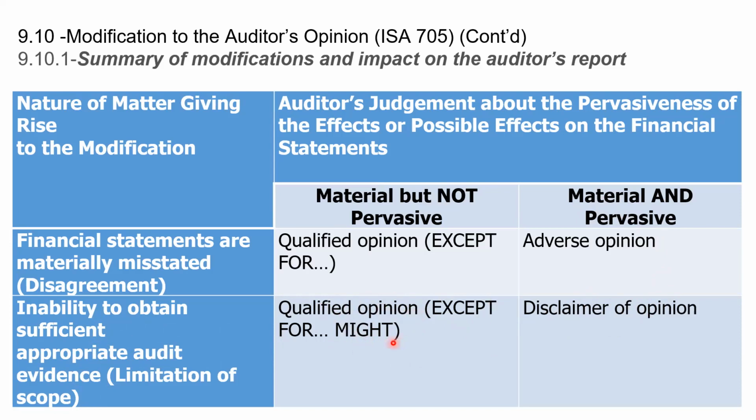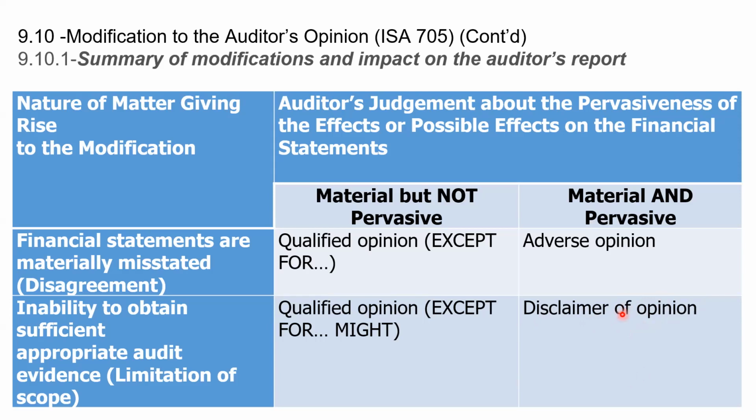Qualified except for might simply means that because he was unable to obtain the evidence, he's saying that except for one or two items which I did not obtain sufficient evidence on, which might be materially misstated, the rest of the financial statement gives a true and fair view. Disclaimer of opinion simply means that the auditor is saying that I cannot give an opinion on the financial statement because I did not receive most of the information I requested for. With a disclaimer, the auditor is saying that I cannot give an opinion on the entire financial statement.